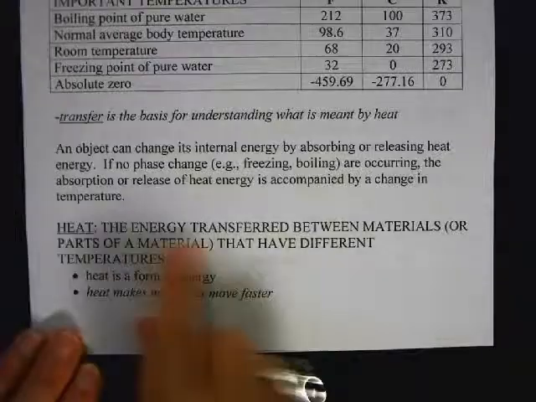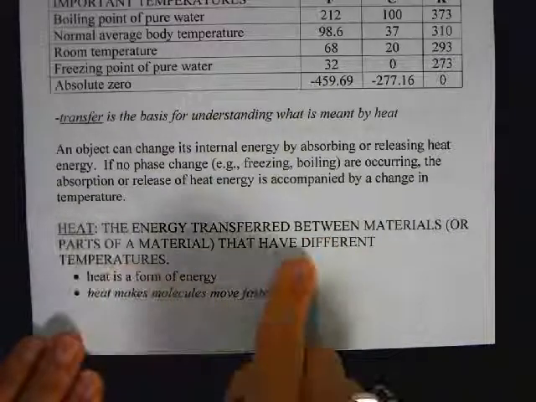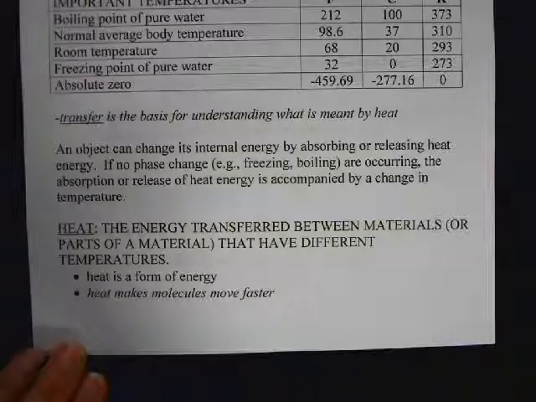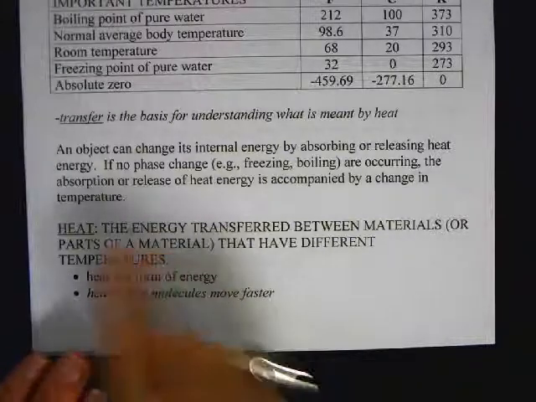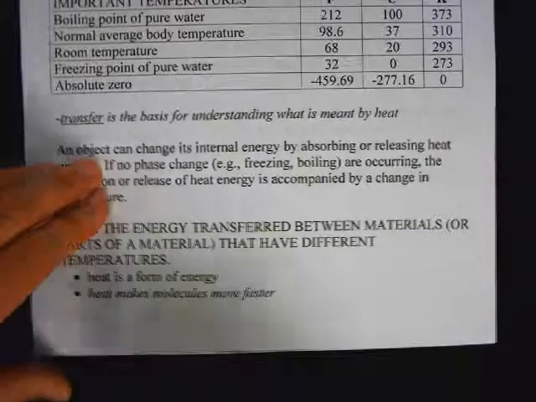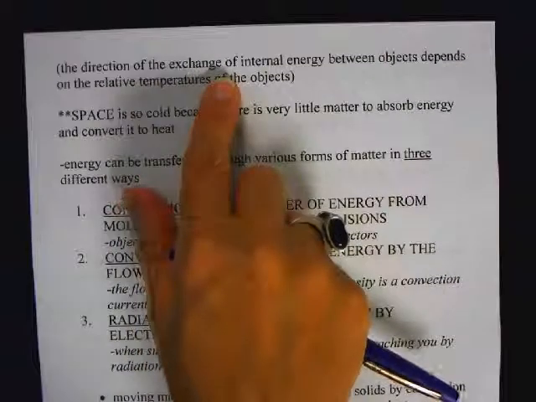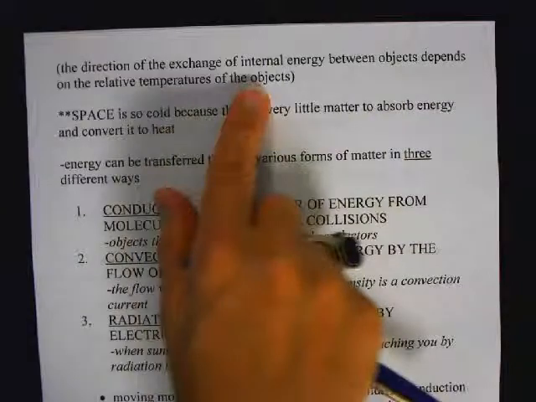Okay? So heat is the energy transferred between materials or parts of material that have different temperatures. So in order for there to be, again, when we're measuring the heat, there has to be different temperatures. So number one, heat's a form of energy. We know that heat makes molecules move faster. The direction of the heat exchange between objects depends on the relative temperatures.